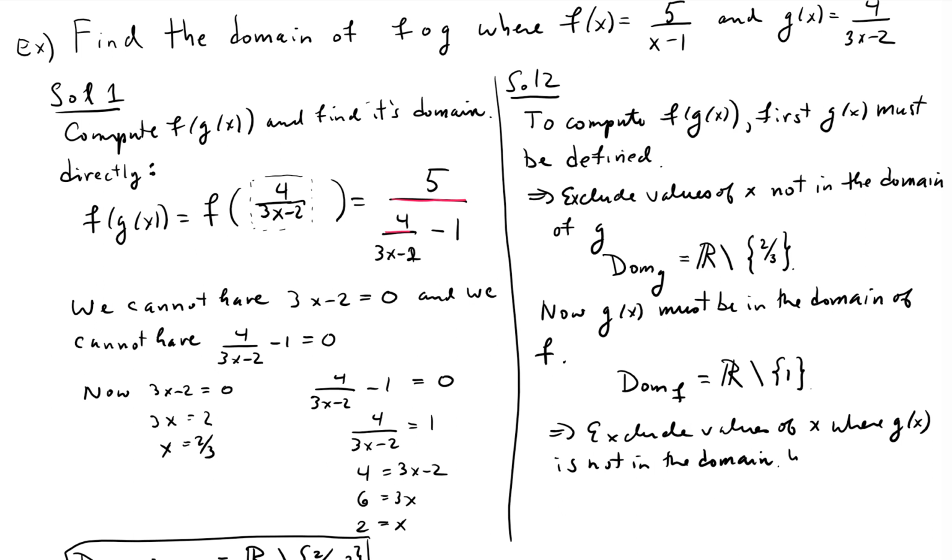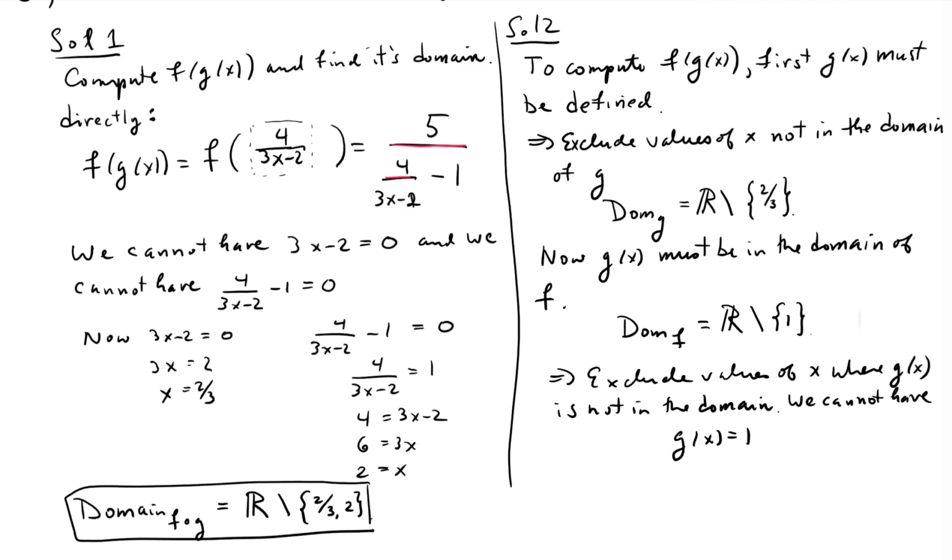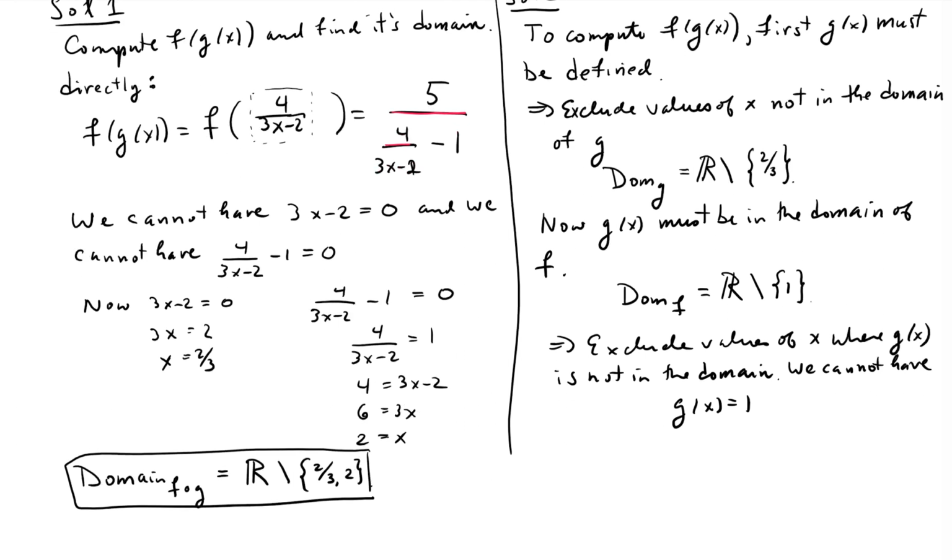So we cannot have, I cannot have g of x equals 1. That's not possible, because otherwise g of x would not be in the domain of f. So g of x is what? The expression is 4 over 3x minus 2, and when solving this, that's going to give us also a value we need to exclude, but we've done this already, right?